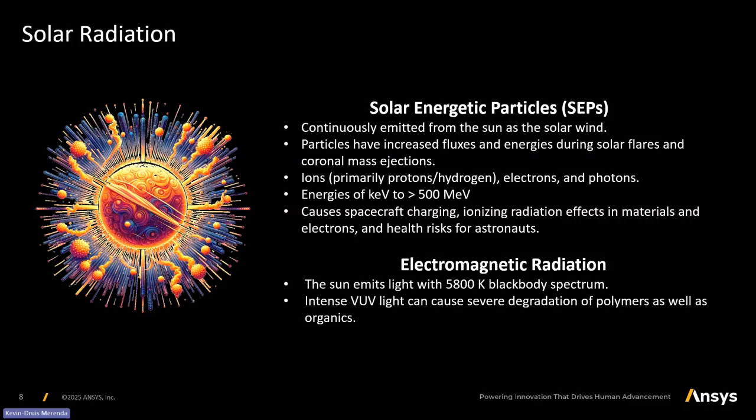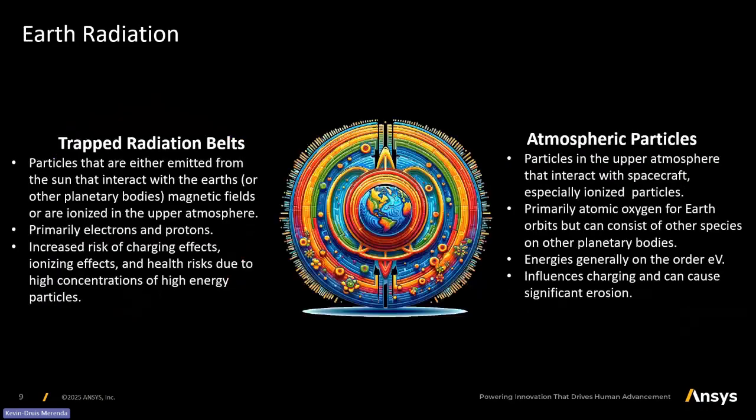There's also electromagnetic radiation coming from the sun. There's light at a certain spectrum, 5,800 Kelvin. There's intense UV light that comes from the sun that we have to be able to handle.